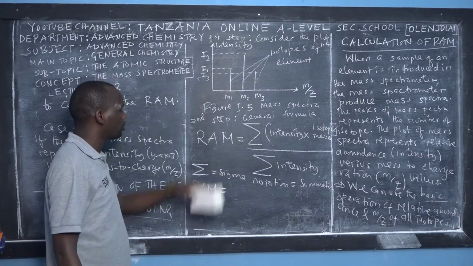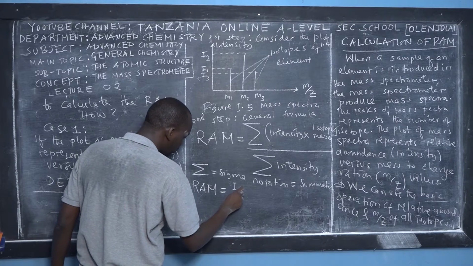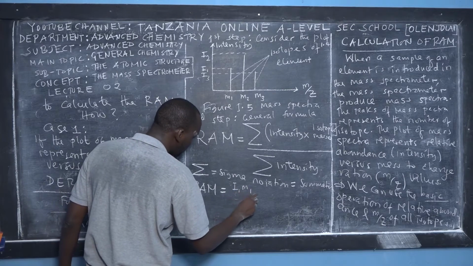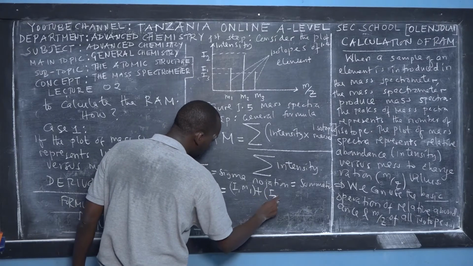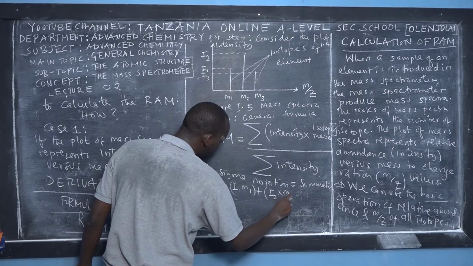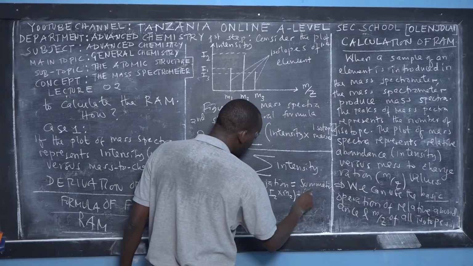So if we want to consider this figure right now, we say that there we have intensity 1, we multiply by isotopic mass 1, plus we have again intensity 2, we multiply by isotopic mass 2, then again we have plus what?